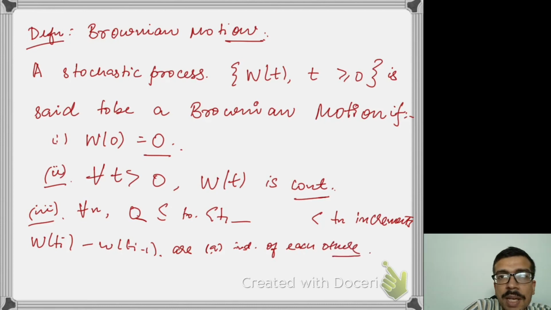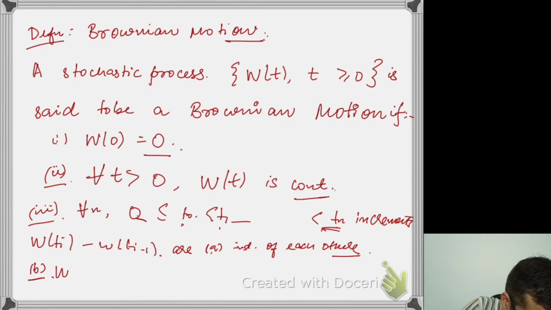Okay, so basically W_{t_n} minus W_{t_{n-1}} is independent of W_{t_{n-1}} minus W_{t_{n-2}}, which is independent of W_{t_{n-2}} minus W_{t_{n-3}}. So all these are pairwise independent of each other. In fact they are jointly independent also; pairwise independence is a weaker condition. Essentially all these n increments, from W_{t_1} minus W_{t_0} to W_{t_n} minus W_{t_{n-1}}, are jointly independent of each other.